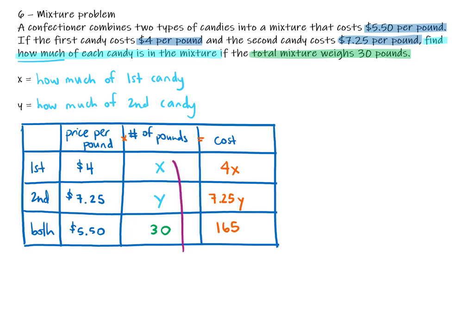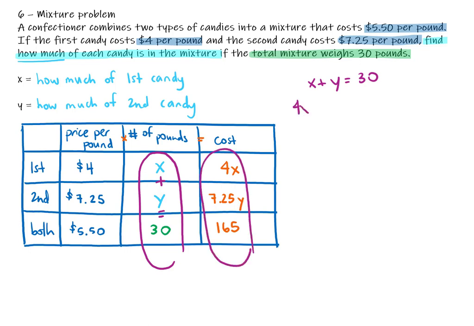We're actually going to get our equations by adding up the number of pounds. So we're going to get an equation that says x plus y is equal to 30. And then we're going to add up the cost. And we're going to get 4x plus 7.25y is equal to 165. Now you can solve this using any method you want. But the important part is coming up with the correct system of equations and setting it up. So you might want to rewind and watch this again so that you understand how we fill this in.